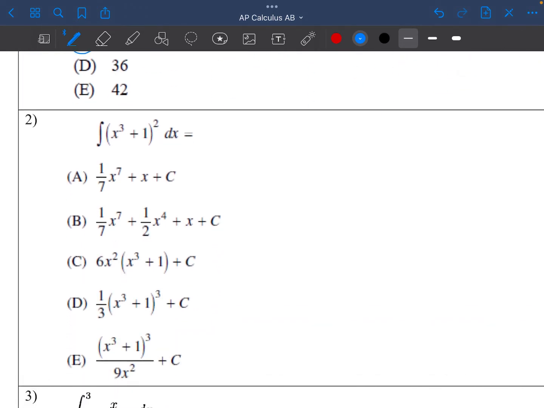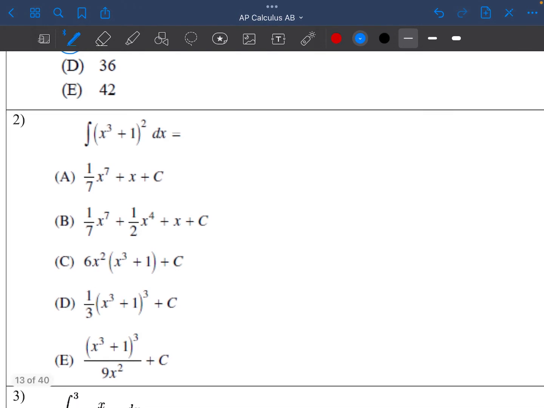Number 2. No definite integral, so that means we're going to have a plus c, and all these options have that plus c, so we don't have to remember to do that. You'll notice that there's no such thing as anti-powerhouse, or like if you pay tax person, it won't work for this problem. So the only way to attack this problem is to take this square and actually square that inside.